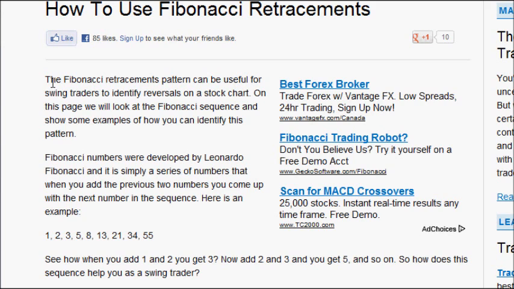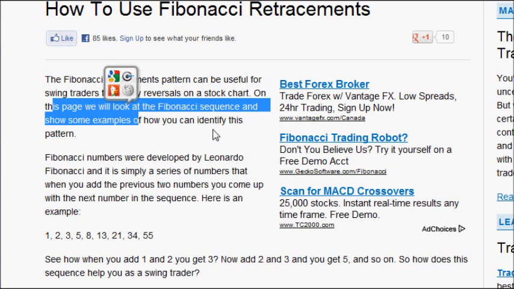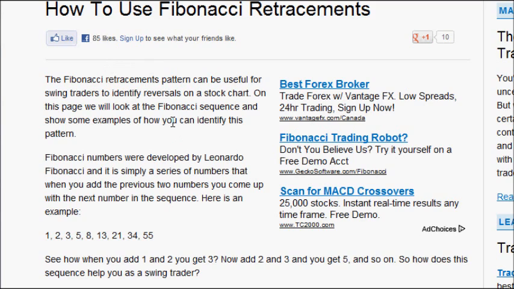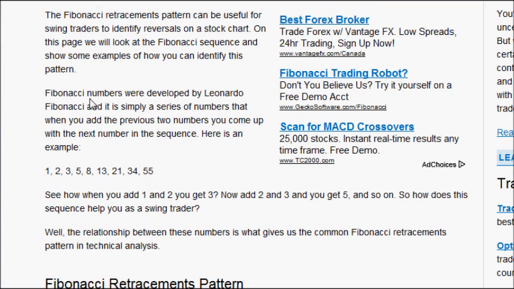On this page, we will look at the Fibonacci sequence and show some examples of how you can identify this pattern. Fibonacci numbers were developed by Mr. Leonardo Fibonacci, and it is simply a series of numbers that when you add up the previous 2 numbers, you can come up with the next number in the sequence. Here's an example. Now, I have a little tiny problem with this example because there's no 1, and there's not 2 ones, because it starts with 0, 1, 1, 2, 3, 5, 8, 13, 21, 34, 55, 89, and so on. See how when you add 1 and 2 you get 3. Well, that's just talking about this.